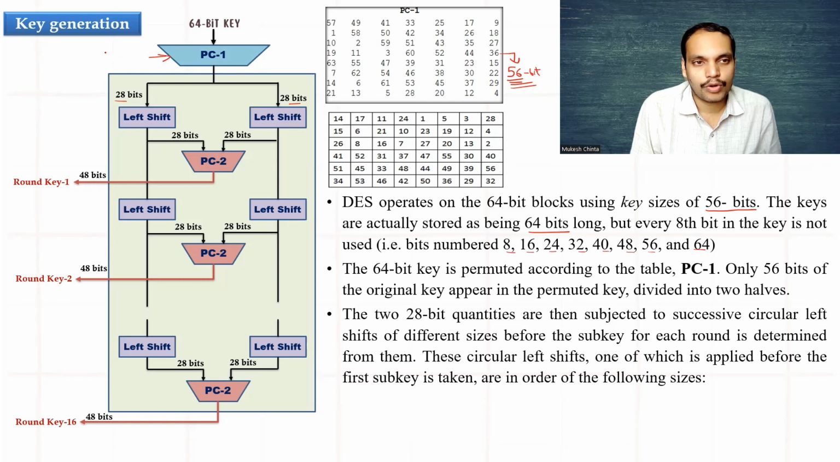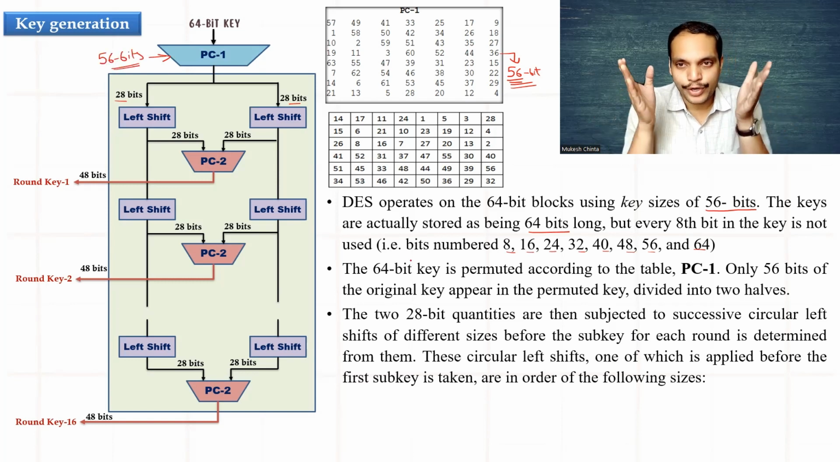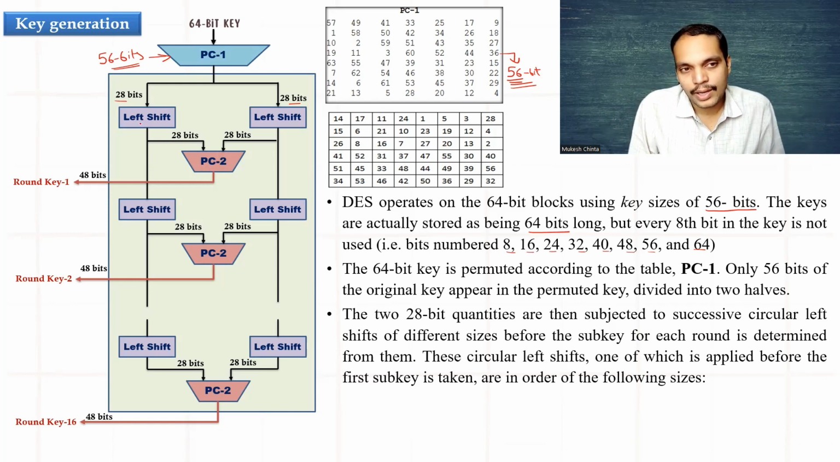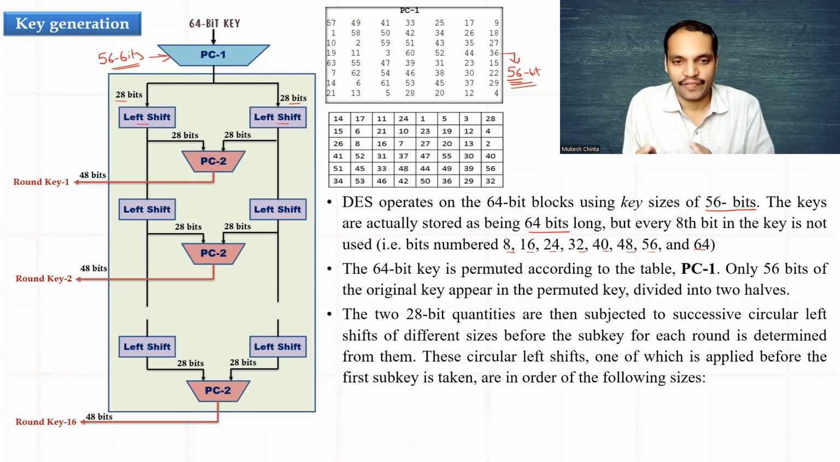This produces an output of only 56 bits. Okay, we reduce the size from 64 to 56, and then you divide into 2 halves, 28 and 28. Once again, we have the left half and the right half. You can see that for each half, I'm writing an operation called left shift. That means we shift the bits to the left. The two 28-bit quantities are then subjected to successive circular left shifts of different sizes before the subkey for each round is determined from them.